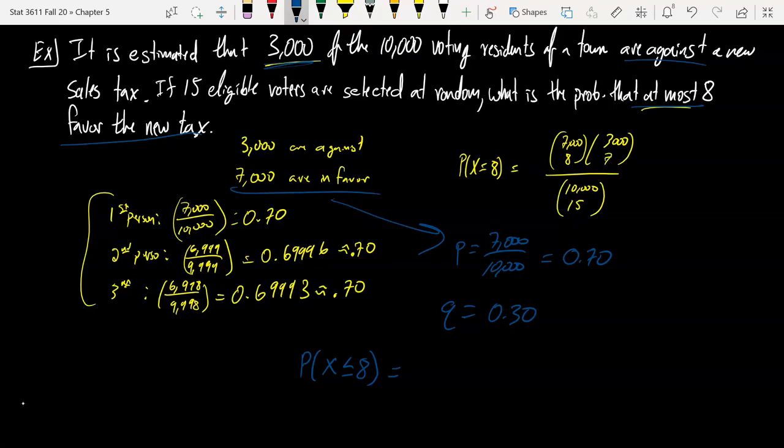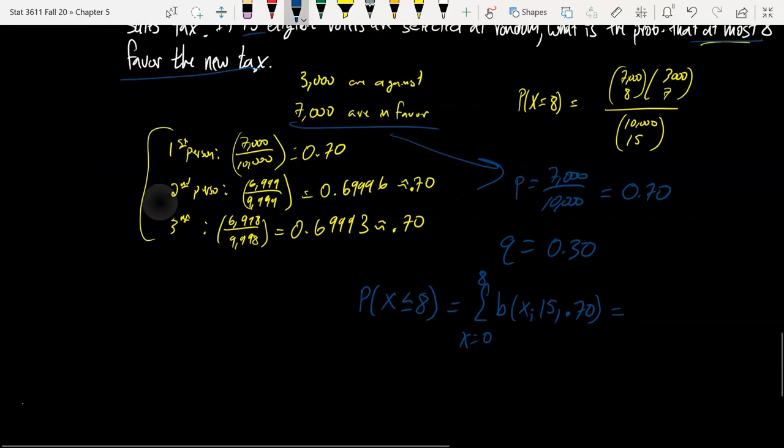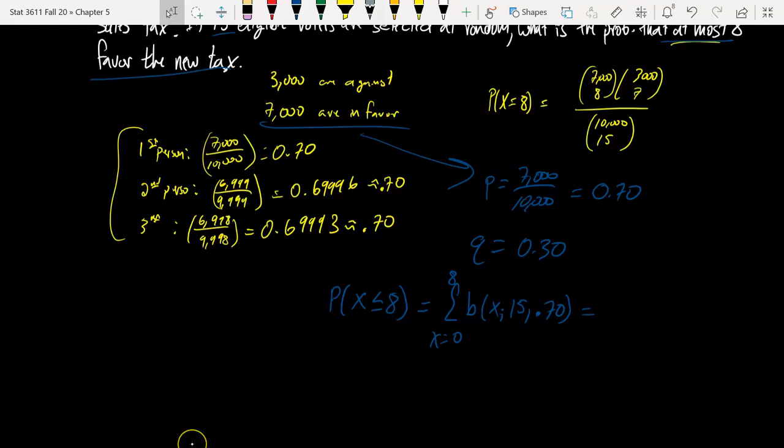And we're going to treat this as a binomial probability question. We're going to sum over the binomial probabilities with a sample of size what? This is a sample of size 15, success probability 0.70, as x goes from 0 to 8. This is a cumulative distribution problem, so we can look up this value in the table here. r is 8, n is 15, and our success probability is 0.7. So let's go ahead and do that. Take a look at the table here real quick.